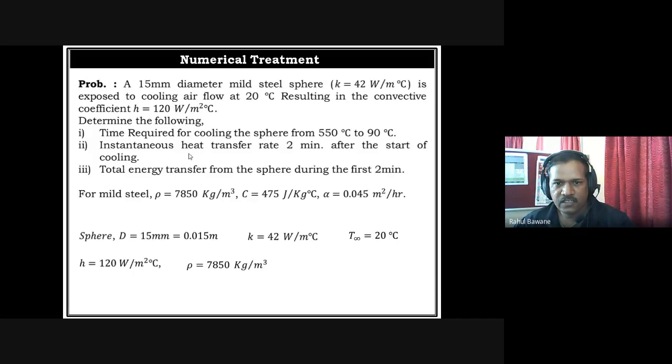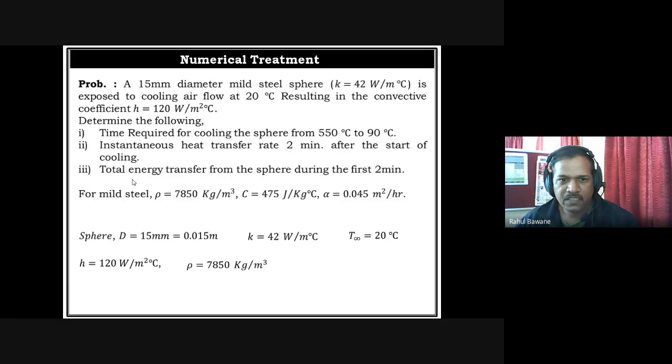Then, the instantaneous heat transfer rate 2 minutes after the start of cooling. This is very important; you must understand the meaning of this. They are not asking how much heat is transferred in 2 minutes. They are asking what will be the rate of heat transfer after 2 minutes.